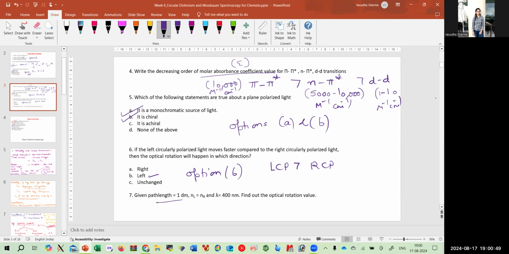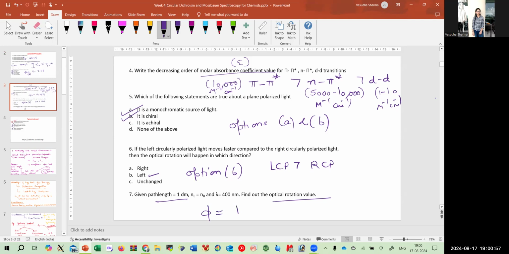Given a path length of 1 dm, nL equals nR, and lambda has been given. The optical rotation value has to be found out. We know phi is equal to 180 times l times (nL minus nR) divided by lambda. If you put in the values, you'll get it. But since nL equals nR, this value becomes 0, and therefore phi is equal to 0. You don't have to worry about anything.